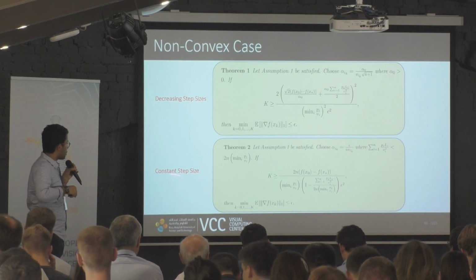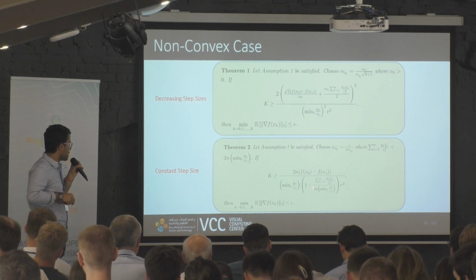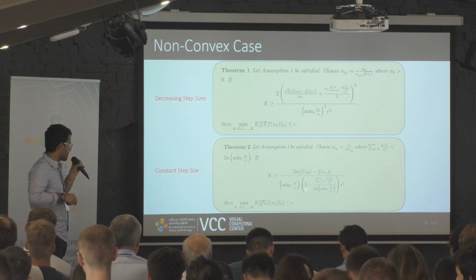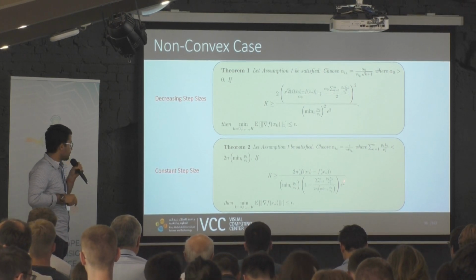Now, if you use constant step sizes, well, the same thing would just apply. This is no longer a function of k, and this is the minimum number of iterations you need, at least, to get the norm of the gradient to be less than or equal to epsilon. And again, it depends on epsilon squared.